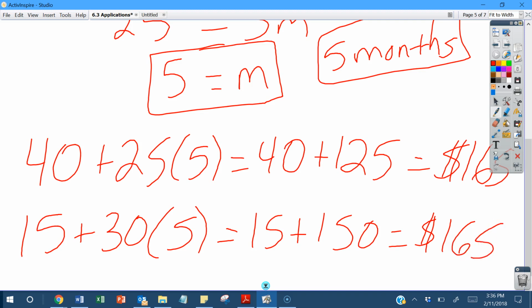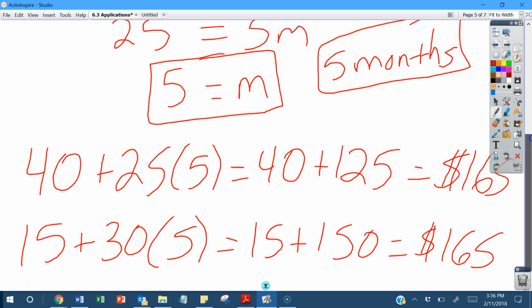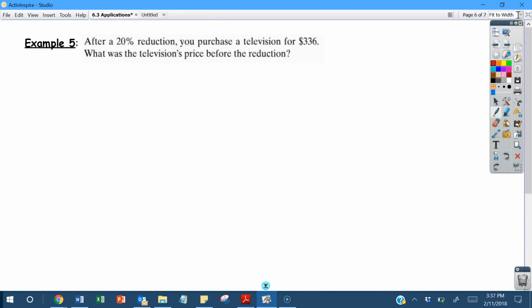So I've now answered both questions. I've said the cost is going to be $165, and they're going to be the same after 5 months. And I've also proven that they're going to be the same after 5 months by just plugging in 5 to both of those. So I had to use the algebra to get the 5, and then I was able to answer all these questions pretty well.